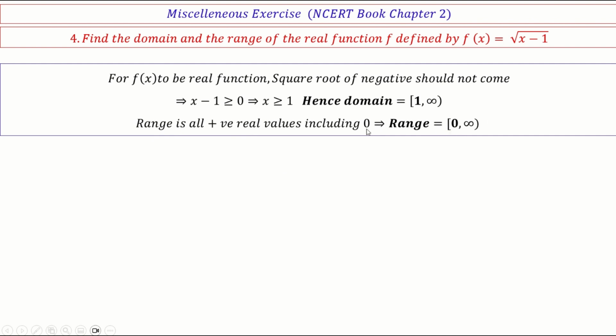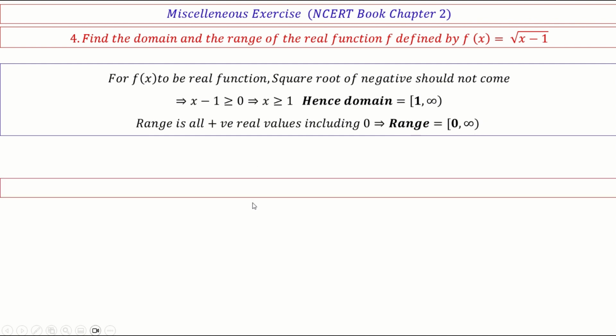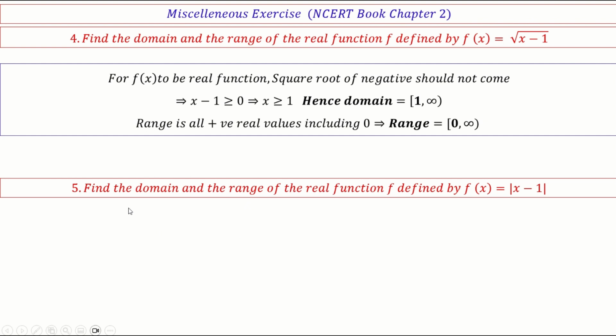This is the range. Okay. Because if you put 1 here, you will get square root of 0, which is 0, and then towards infinity you can get anything, right? Infinity minus 1 is always, yeah, infinity. So that's the range.